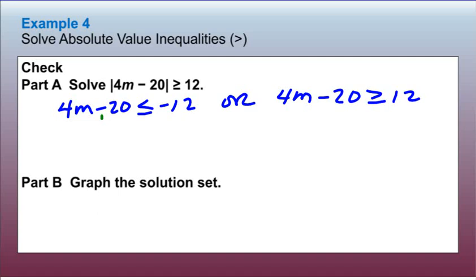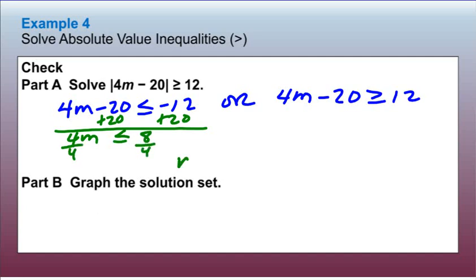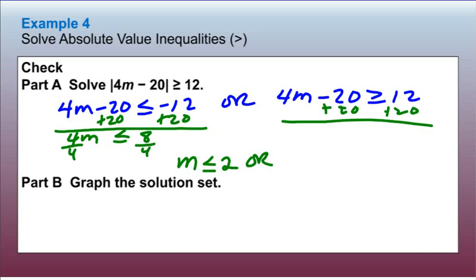So I'm going to add 20, and I have 4m is less than or equal to 8. Divide by 4. I now have m is less than or equal to 2. Or on this side, add 20. I now have 4m is greater than or equal to 32. Divide by 4. I would have m is greater than or equal to 8.